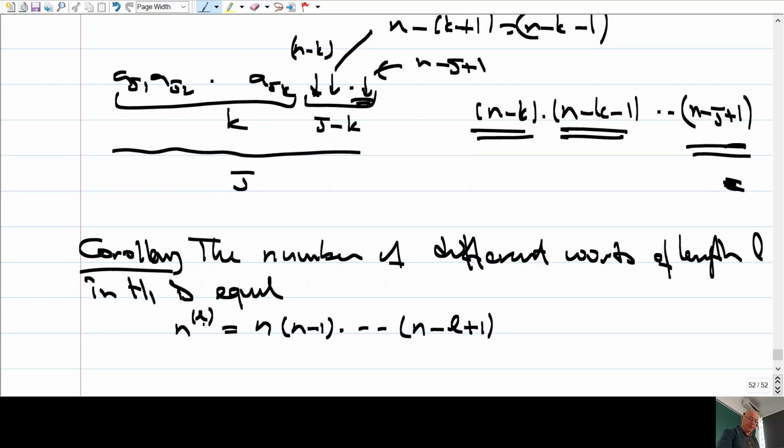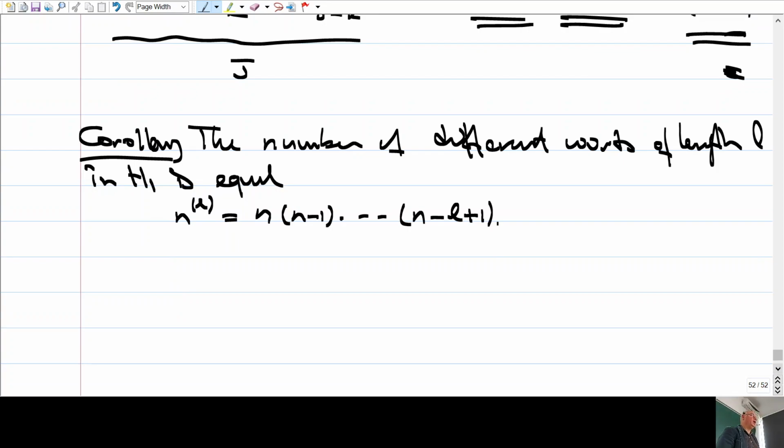So if 2, words of length 2 will be just n times n minus 1. Words of length 3, n times n minus 1 times n minus 2, and so on. Okay. Any questions? These are, I guess, things you remember even from elementary school.